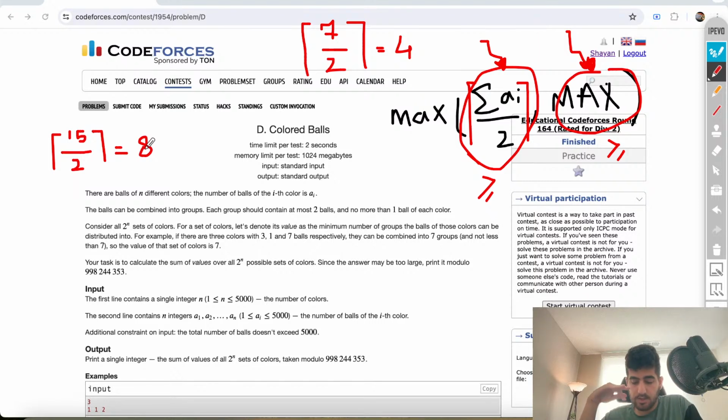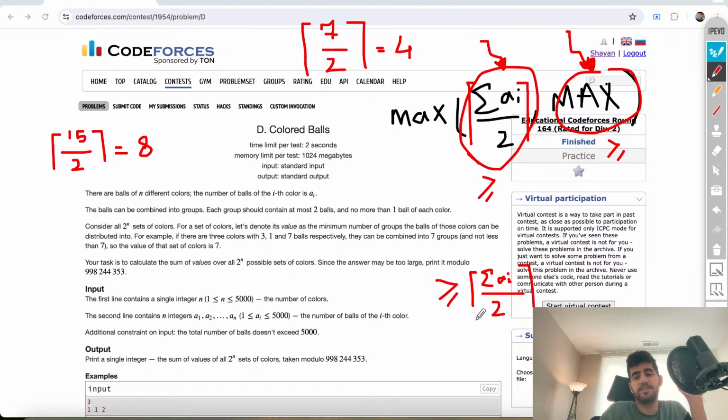Yes, they can be from different colors. I'm just saying that the answer should be at least this much. I'm not saying that the answer is equal to this. I'm saying that the answer is going to be greater than or equal to the ceiling of the sum of AI divided by 2. The answer can never be less than this. This is my argument. Do you agree with this?